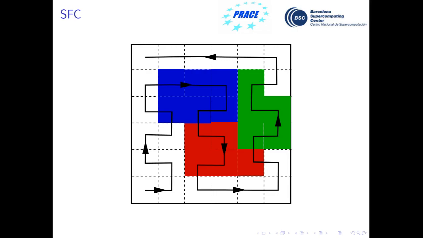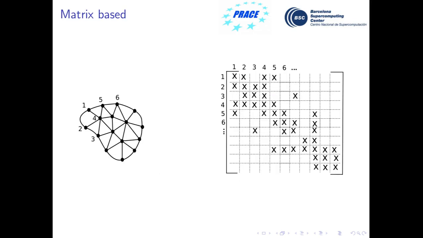The last method, called Matrix-based, may look as if it doesn't belong to the same types of methods as the previous ones, but only at the beginning. Even though it doesn't explicitly use geometry to split the elements, it has a very strong connection to the mesh, quite like SFC method. How come?